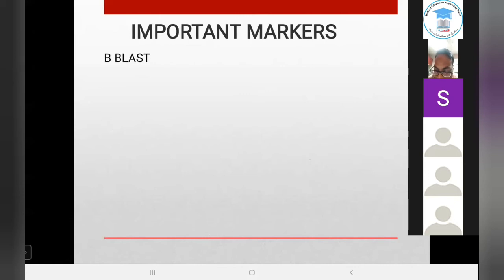But now let's talk about the B blast first, okay? The B lymphoid blast. Can somebody tell me the important markers which help us identify the B blast? CD19, CD10, CD20. Perfect. So CD19, CD10, CD20, and cytoplasmic CD79A. Out of these markers, which is the most important marker? Ma'am, CD19 and 79A, I would say.